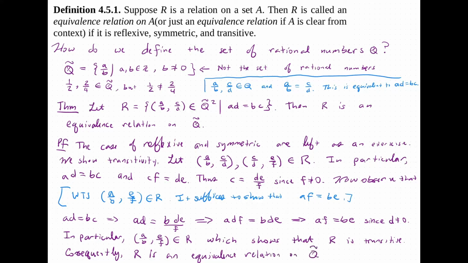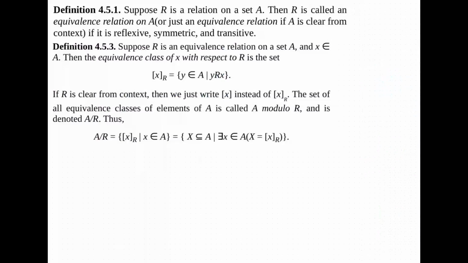On Q tilde. Well, as of right now, this doesn't seem to be getting us anywhere. Sure, we have this relation, but how does that give us how to construct the set of rational numbers? And to that, we turn to our next definition.